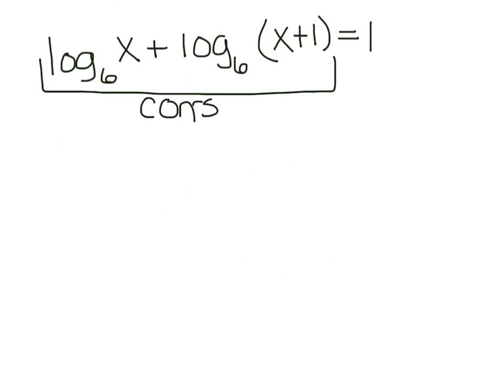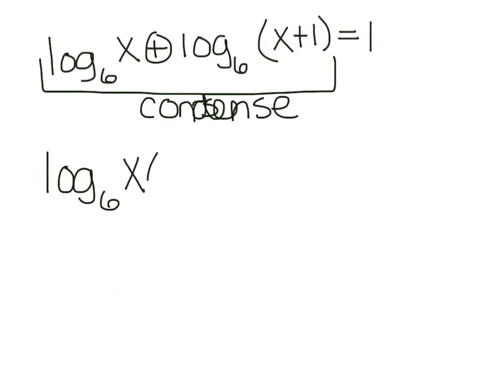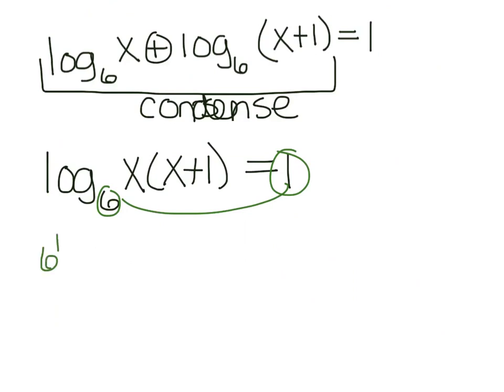If I could spell condense, it would help. C-O-N-D-E-N-S-E. We're going to condense that down. It's addition, so we're going to say log base 6, and then addition turns into multiplication, so x times x plus 1 equals 1. Then we can do our rewrite. 6 to the 1 power equals x times x plus 1.